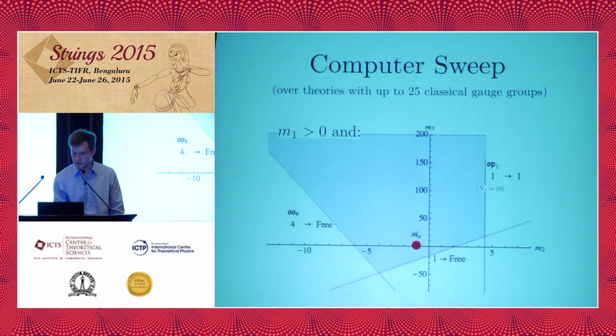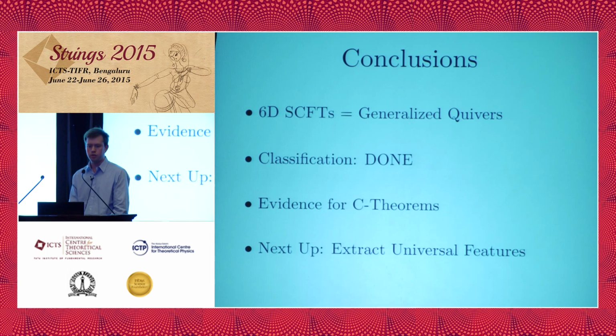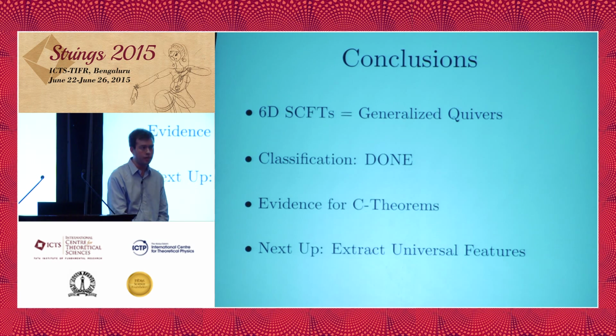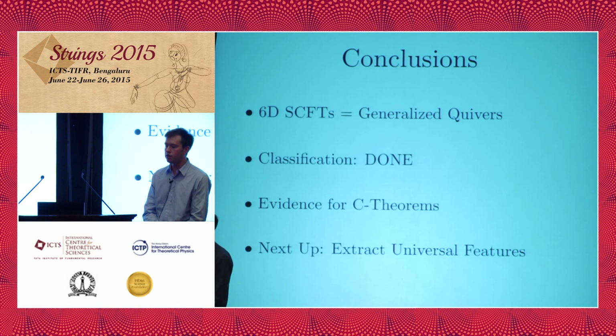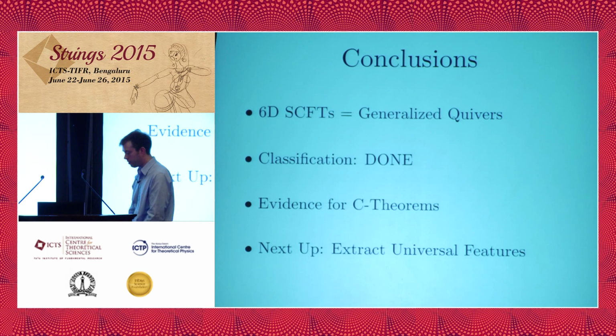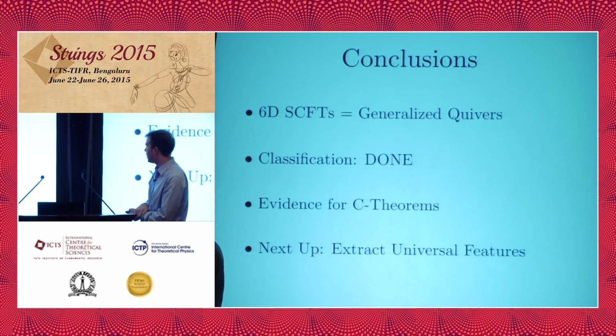OK, conclusions. What did I tell you about? I told you about 6D CFTs and how you can basically view them all as generalized quivers. And moreover, what I told you about is the work that was done on this classification, at least for these F-theory compactifications. And finally, I also told you about the evidence we have for now looking at a computer sweep over these numerical quantities associated with the anomaly polynomial coefficients.